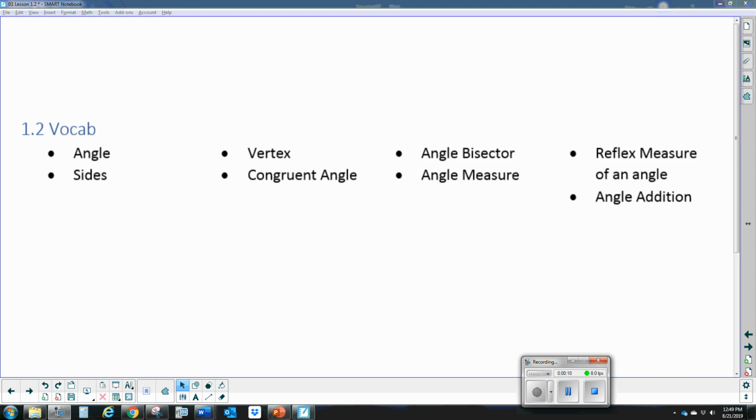This is Geometry Lesson 1.2, and in this lesson we're going to look at finding angles. So here are your key terms for this lesson. We'll define them as we go through the lesson, and anything that you still have not defined, please use your glossary in your textbook.